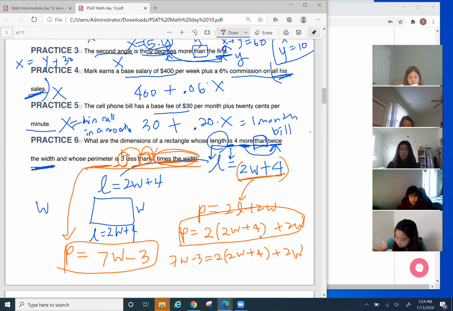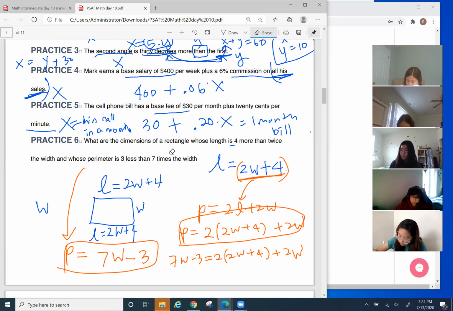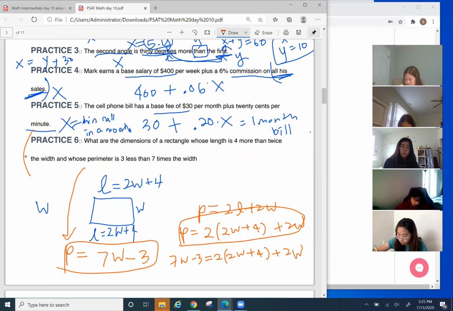Can you guys all try this question one more time without my help? This is really important. Try this question one more time and give me the length and the width. Dimension is asking for the length and the width. Okay?